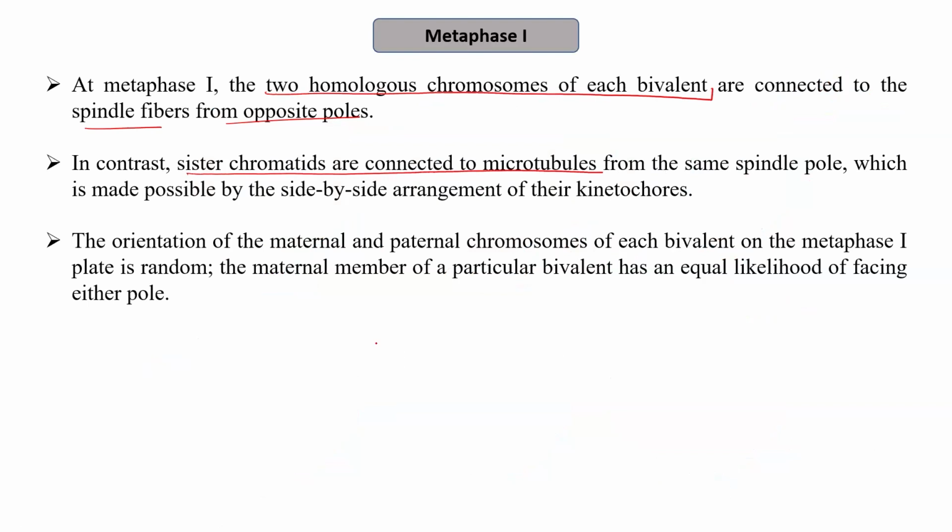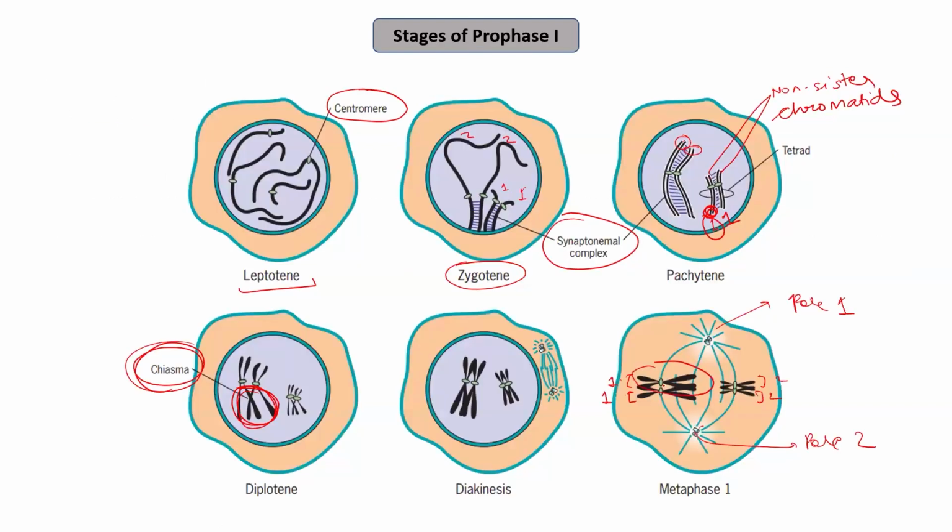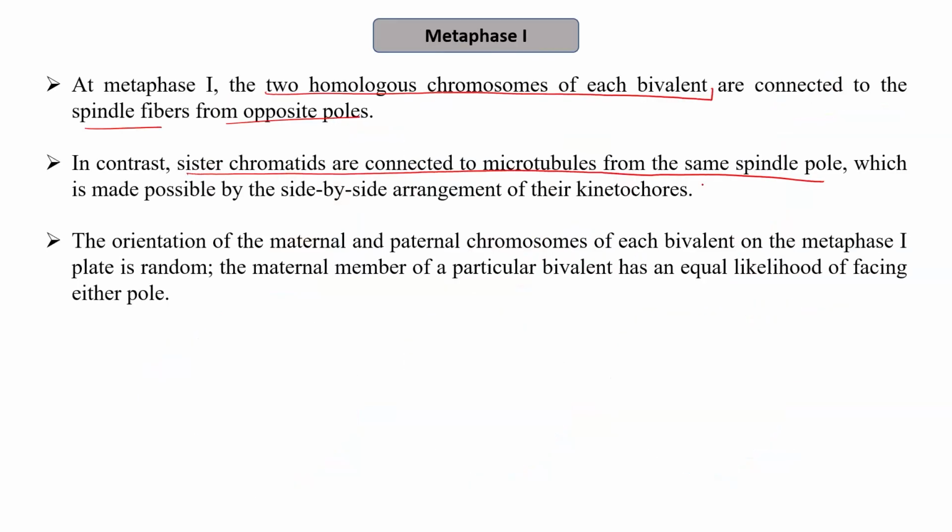So the sister chromatids, however, are attached to the same spindle pole. Therefore, there is no separation of sister chromatids. Sister chromatids do not separate during this phase. Because they are attached to the same spindle pole, only the homologous chromosomes will get separated. Sister chromatids are attached with a side-by-side arrangement of their kinetochores.